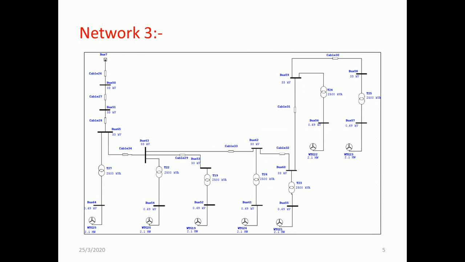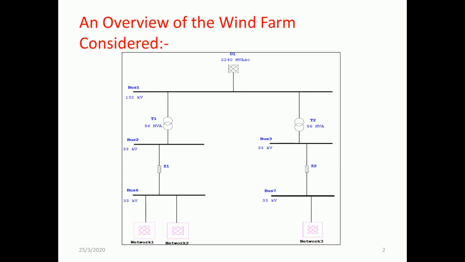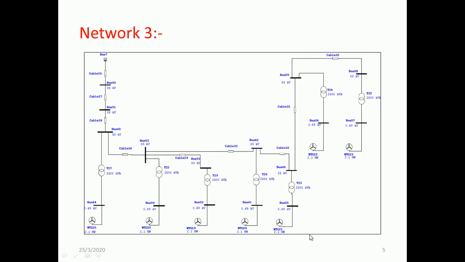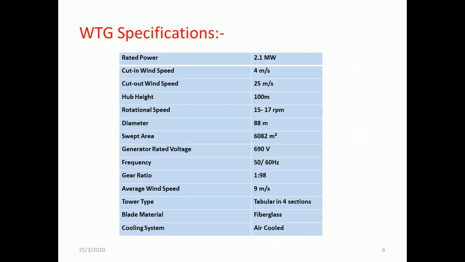This is network 3. It again comprises 7 wind turbine generators. Finally, these networks are connected to the respective buses: bus number 6 for network 1 and 2 and bus number 7 for network 3. Now what we are going to do is, first we'll be discussing the specifications of the wind turbine generator which is used.